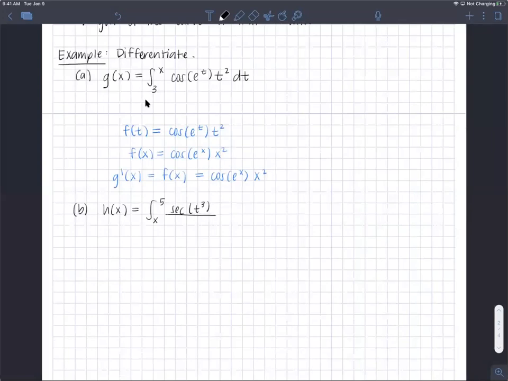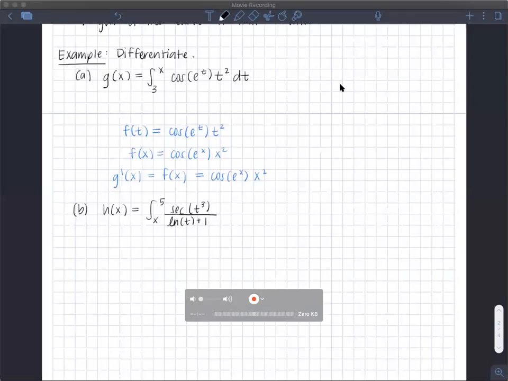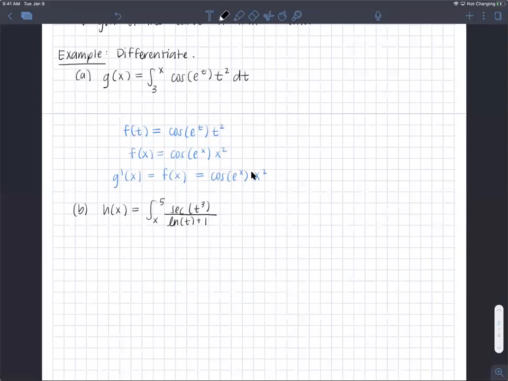Oh no, I just got the internet connection unstable sign. Is it okay for you guys? It's not lagging or anything? Also, am I writing big enough? I feel like this is kind of small. It jumps. Okay. Secant, what did I have? Secant of t cubed. Huh. Okay. Yeah, we'll see how this goes.